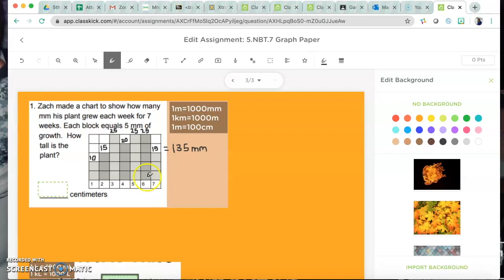So we've already went over this once, but I already know that each little block is worth 5 millimeters. So I went ahead and wrote that on the top of each one, and then I added them all up, so I knew that it was 135 milliliters.